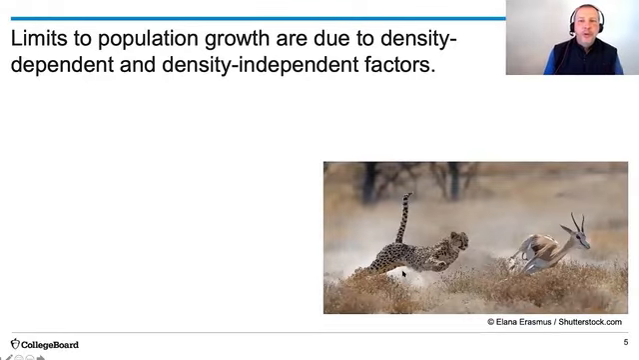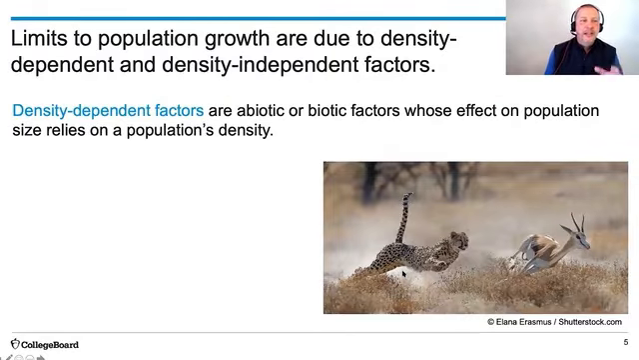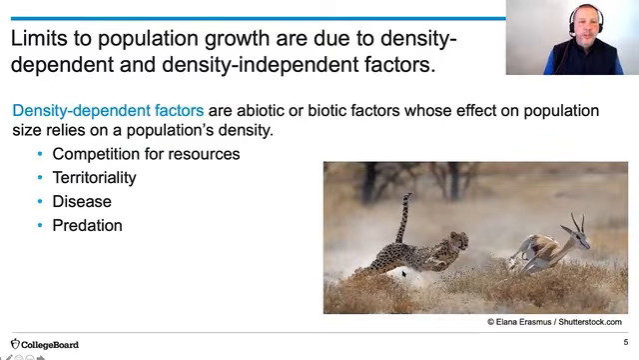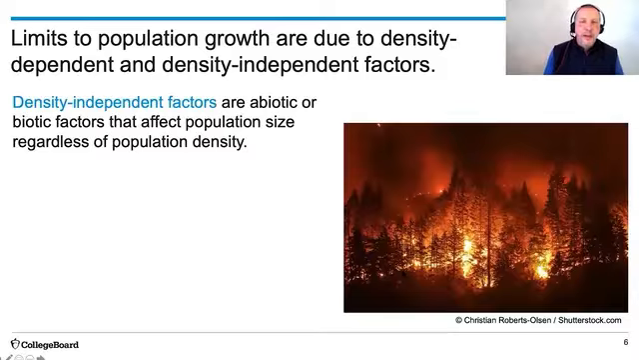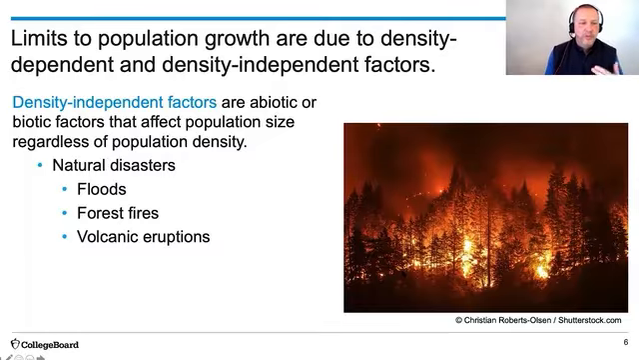Limits to population growth are due to density dependent and density independent factors. Density dependent factors are abiotic or biotic factors whose effect on population size relies on a population's density. Competition for resources, territoriality, disease, predation are all factors. Density independent factors are abiotic or biotic factors that affect population size regardless of population density. For example, natural disasters, floods, forest fires, volcanic eruptions, as well as pollution.